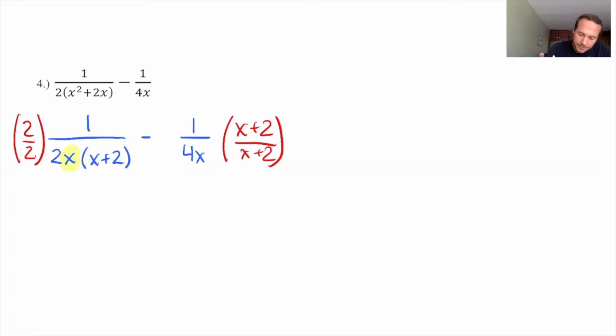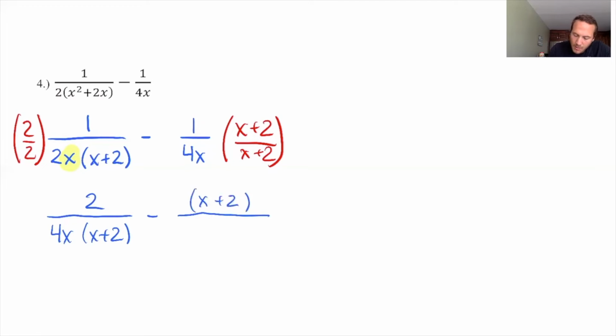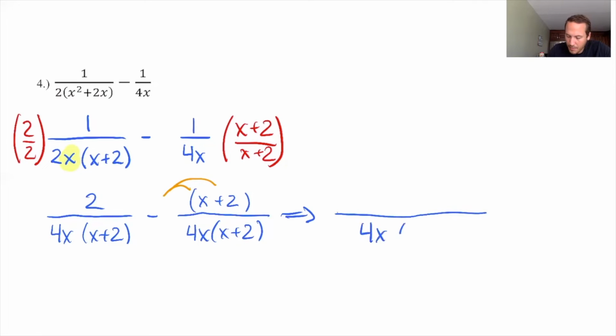So what does that do for me? The left fraction turns into 2 over 4x, x plus 2. The right turns into 1 times, that's going to be x plus 2 over 4x, x plus 2. Are those denominators the same now? They sure are. So what we're going to do is that extra step that we talked about. We're going to distribute here. Since the denominators are the same, I'm going to combine those. This is going to be 2 minus x minus 2.